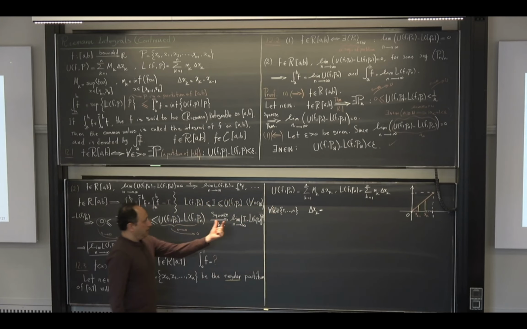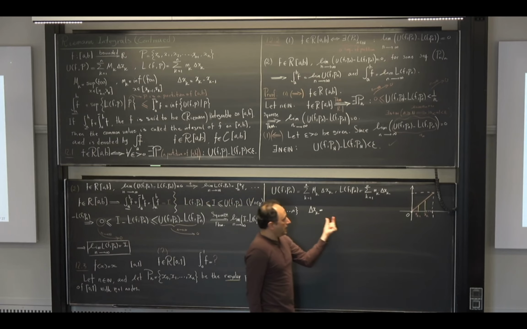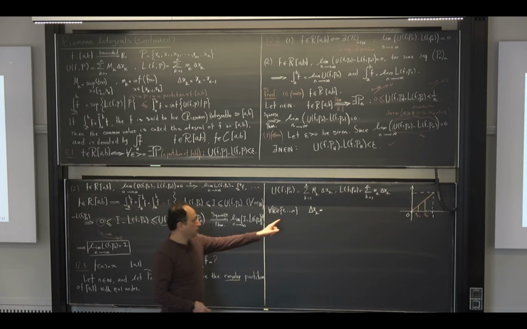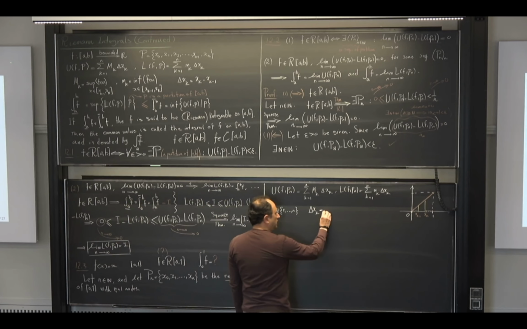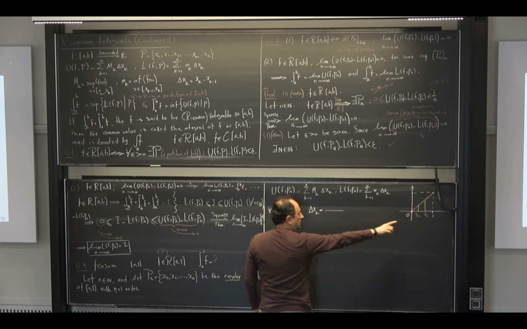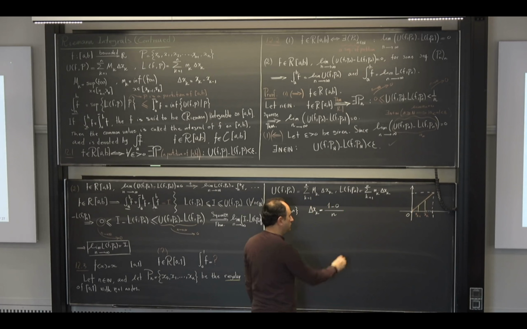Delta xk is the length of this interval. But what I have done, I have partitioned my interval from 0 to 1 into n equal subintervals. Why equal? Because I am intentionally using the regular partition. So what will be the length of each one of them? It will be the last number minus this number, divided by n. Do you agree? That's simply 1 over n.